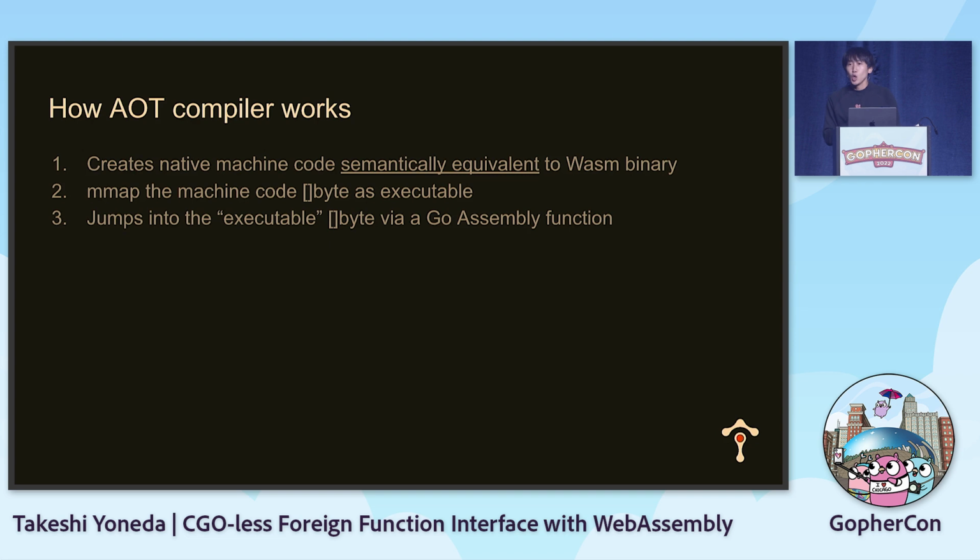The first one is that we are generating the machine code, for example, ARM64. We're generating ARM64 binary from the original Wasm binary, which is semantically equivalent. And then the generated machine code is just a byte slice. So we're memory mapping it, so that we can mark this byte slice as executable. And then the last step, we're transferring the control to that generated machine code at runtime via a Go assembly function.